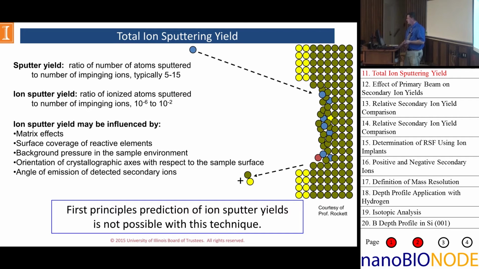So generally we don't use first principles to figure out what our ion yields are. But if we use a standard sample, so we have something to compare against, that has the same matrix and the same surface coverage when we're doing the measurement, we can actually use some of these things, like reactive elements on the surface or background pressure in the chamber, to enhance our signal. So that allows us to measure even lower concentrations. And so we do that.